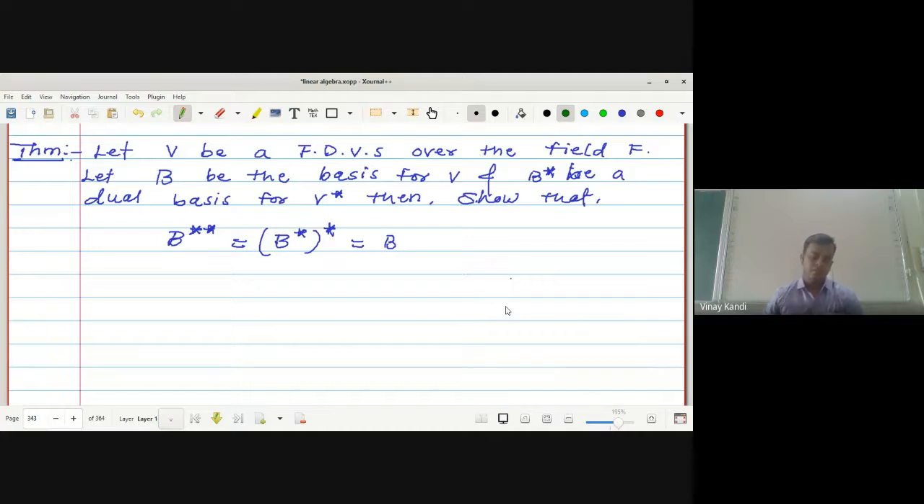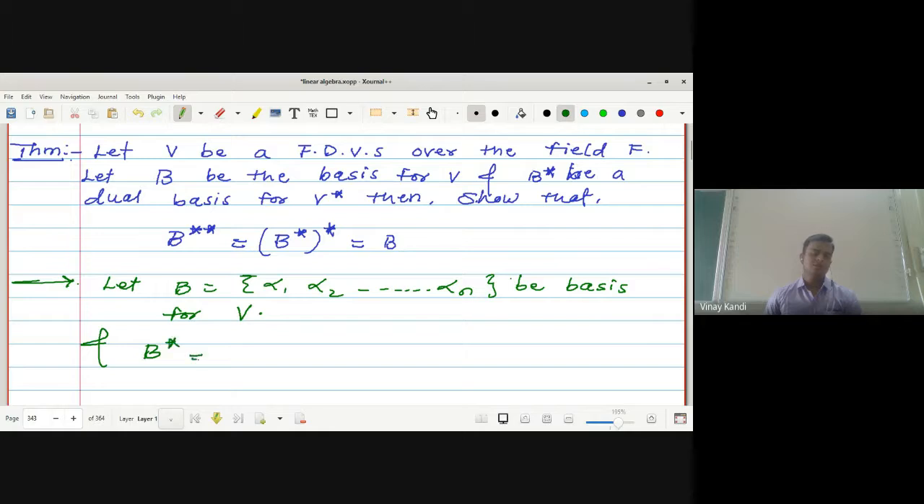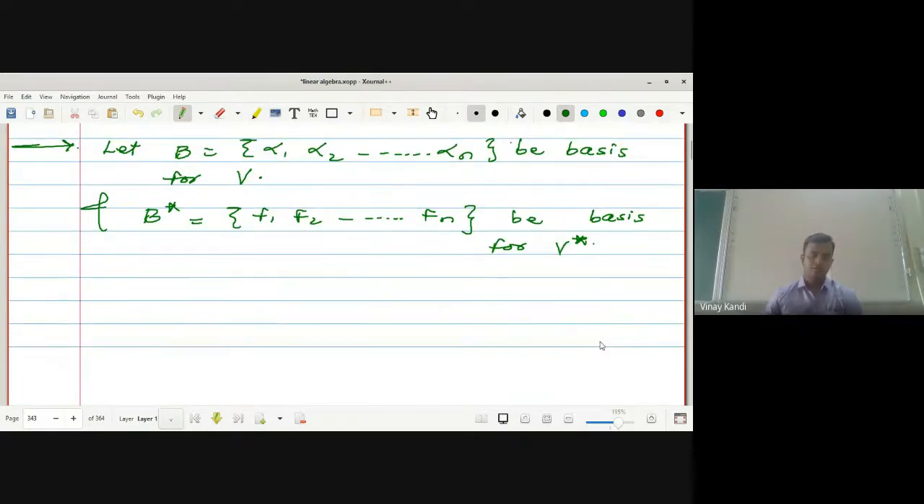Now proof. Suppose the set B is equal to alpha 1, alpha 2, up to alpha n, be a basis for capital V, and B star is equal to F1, F2, up to Fn, a basis for V star, and let B double star is equal to L1, L2, up to Ln be the basis for V double star.